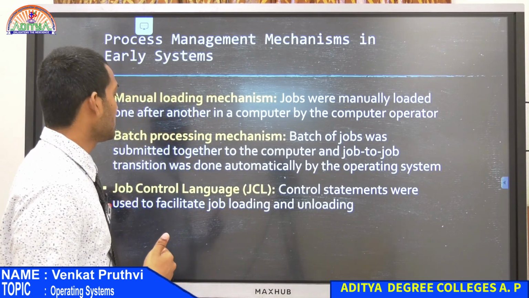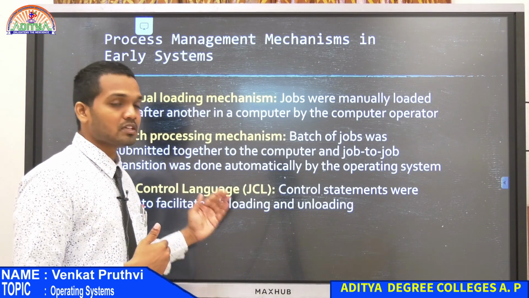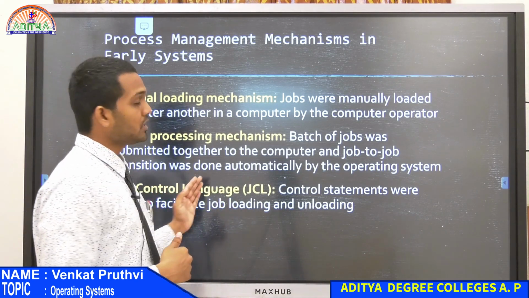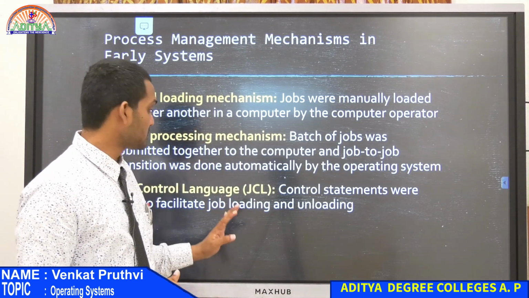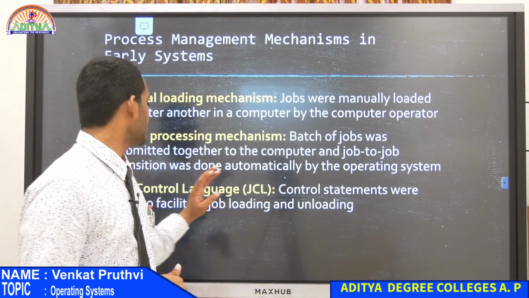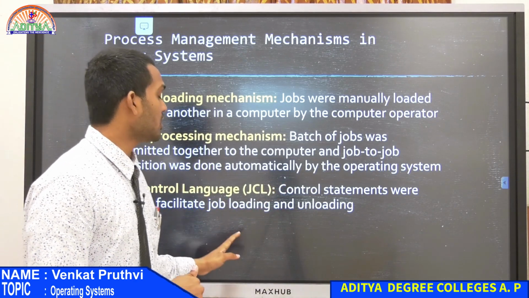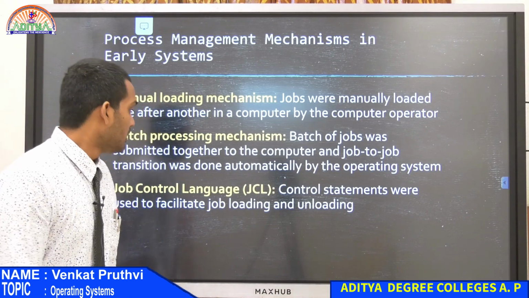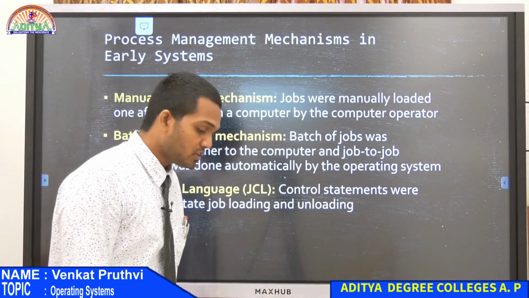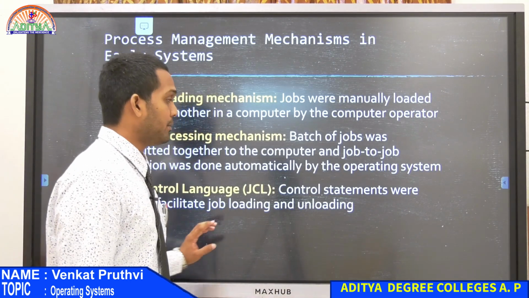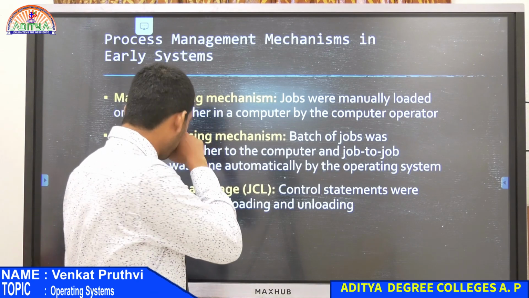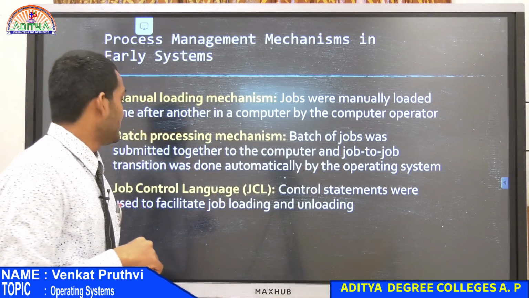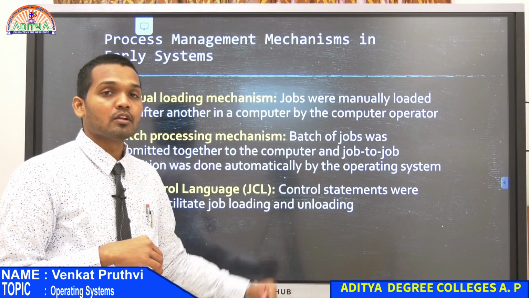Okay. Next, we have job control language, JCL. This is the third mechanism in your process management mechanisms. What does it mean? Control statements were used to facilitate job loading and unloading. Now, there was a language which helped us in controlling the statements, which would facilitate job loading and unloading.